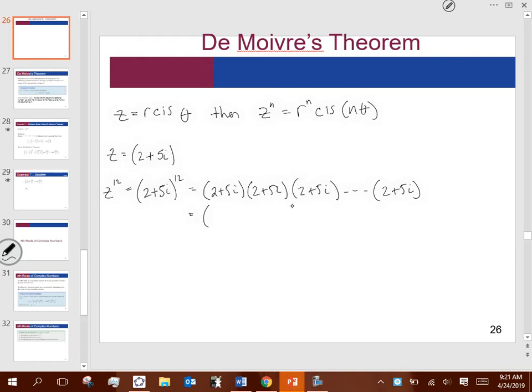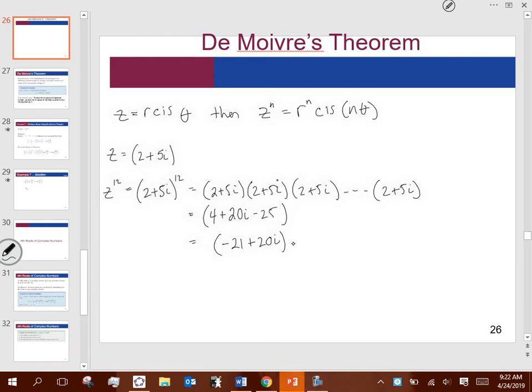If I take 2 plus 5i times 2 plus 5i, FOIL these first two here, okay? So when you do that, 2 times 2 is 4. Plus then, we get what, 20i? Okay? And then 5 times 5 is 25, so 25i squared. But that turns into minus 25, right? So then that turns into negative 21 plus 20i, right? Okay.